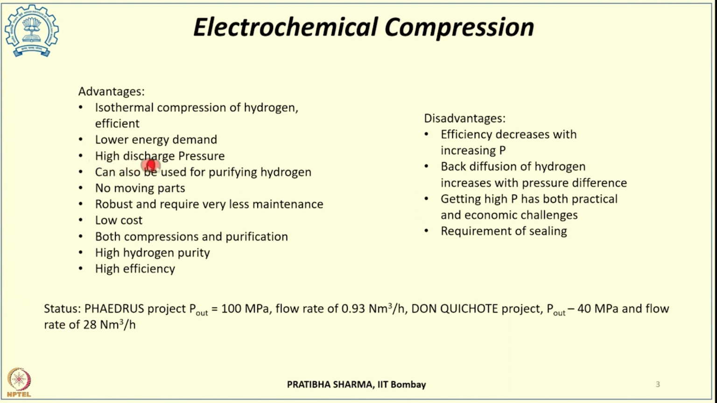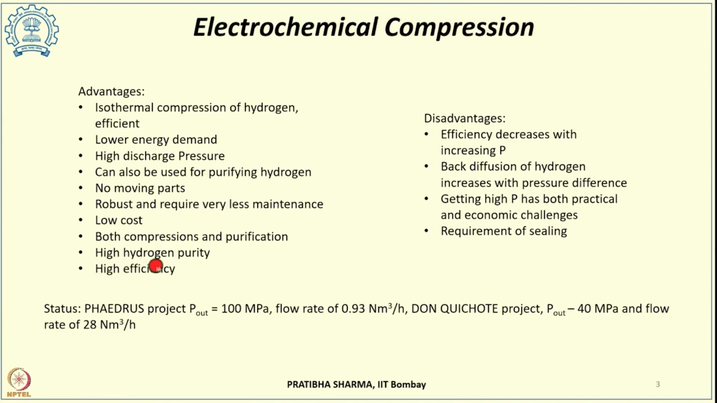We can achieve high discharge pressures using electrochemical compressors. They do not have moving parts, as such there are no vibrations and noise with these compressors. They are quite robust and require very little maintenance. As such, the operating cost as well as the capex is also lower for these types of compressors.